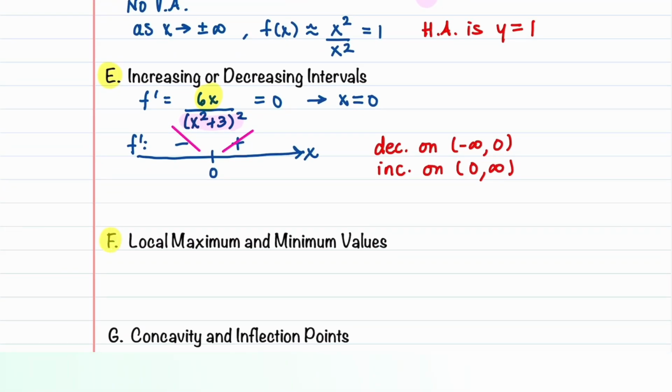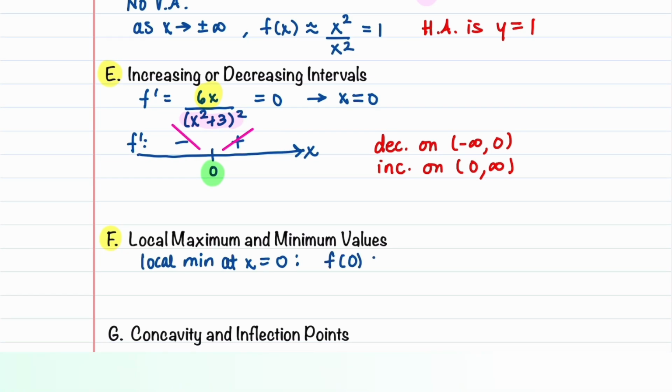Let's now think about local max and mins. Looking up at part E, you can see that we are going to have a min when x is equal to 0. So let's go ahead and write that down. We are going to have a local min at x is equal to 0. And we saw when we were doing our intercepts that f at 0 was equal to 0. So we can say we have a local min at 0, 0.